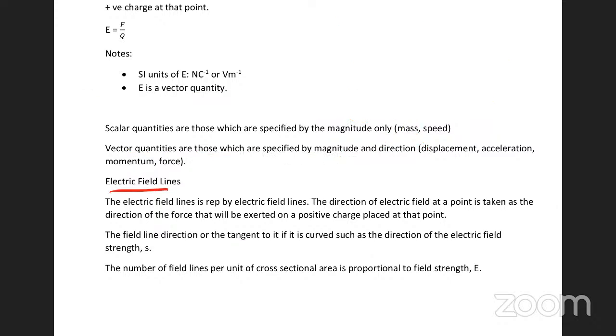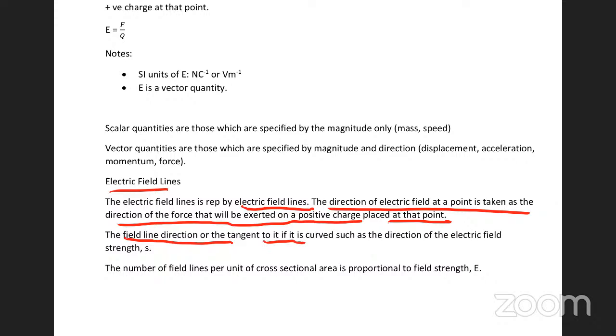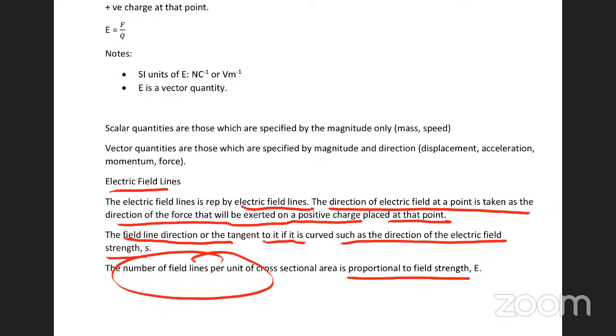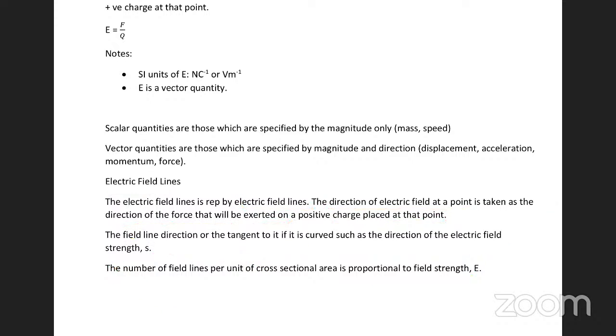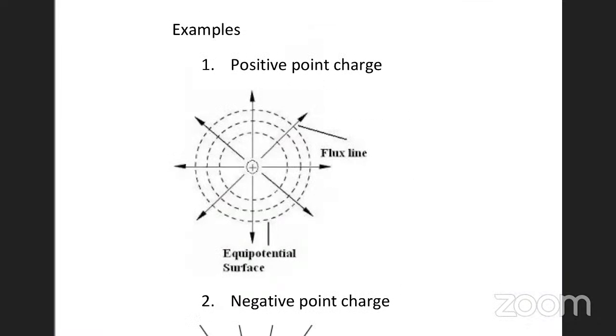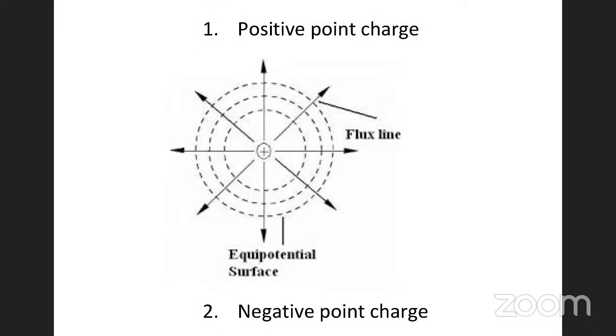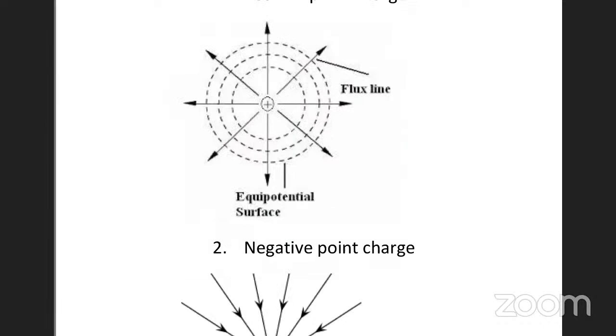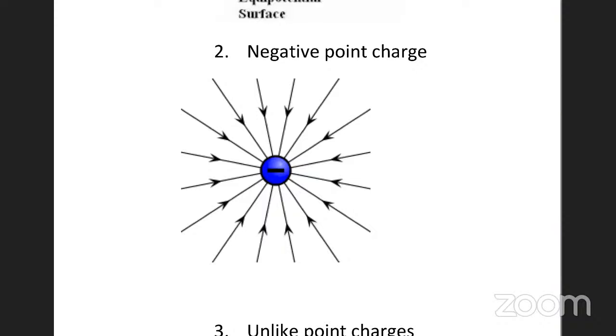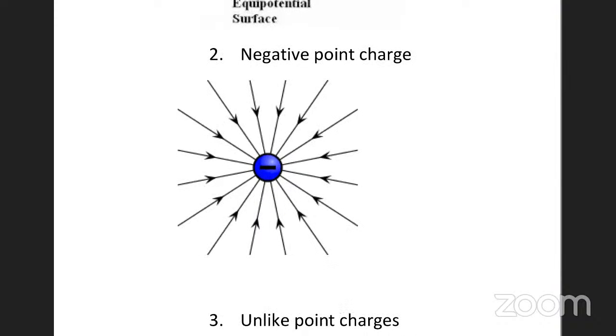Electric field strength is represented by electric field lines. The direction is the direction of a force on a positive charge placed at that point. The field line direction, or the tangent to it if it's a curve, is the direction of the electric field strength. The number of field lines per unit cross-sectional area is proportional to the field strength. Here are the field lines along a positive charge; see how uniform they are, going away from the positive charge. Here, uniform again, with nice even spacing, and toward the negative charge.